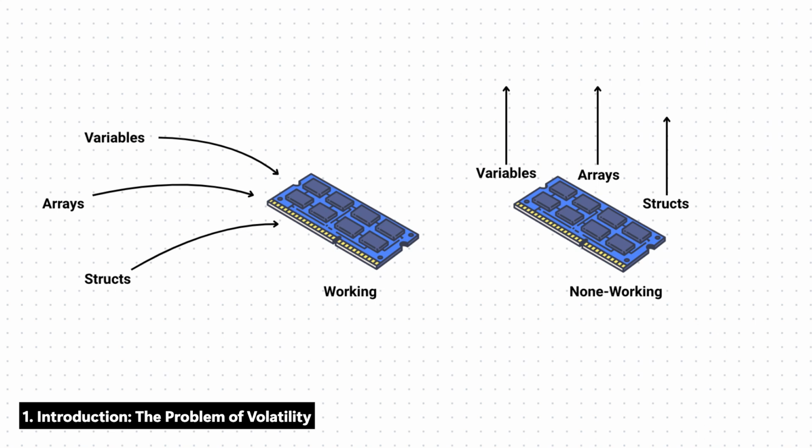1. Introduction: the problem of volatility. Up until now, all the data we've used in our C programs, variables, arrays, structs, has been volatile. Volatile data means the data only exists in the computer's RAM, random access memory, while the program is running. As soon as the program finishes, crashes, or the computer is turned off, all that data is completely erased.